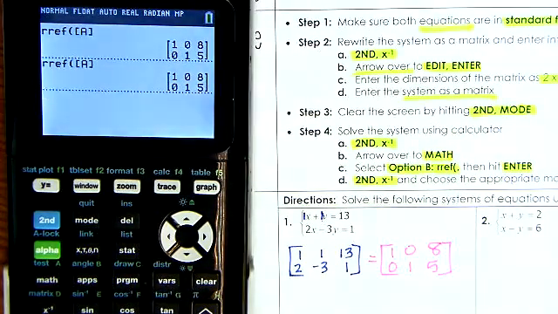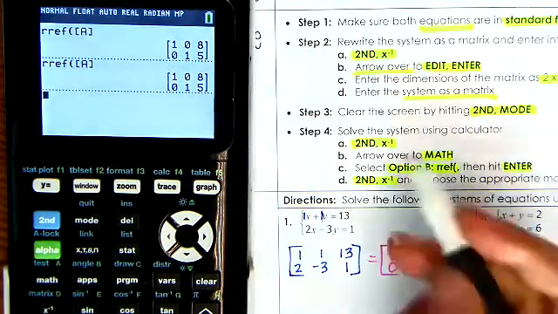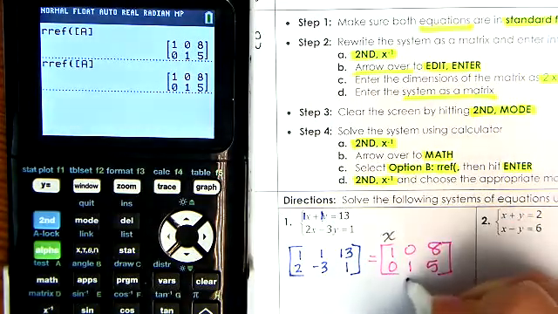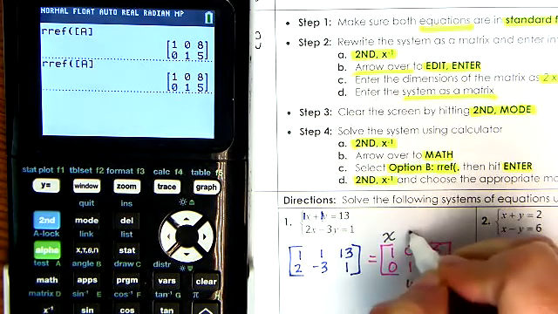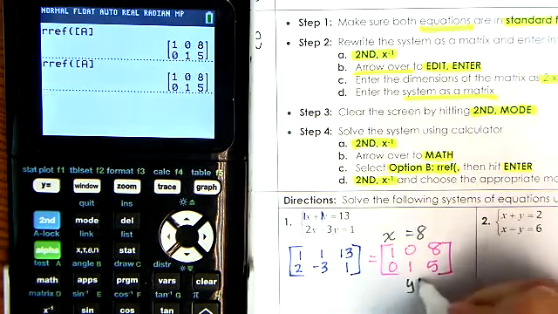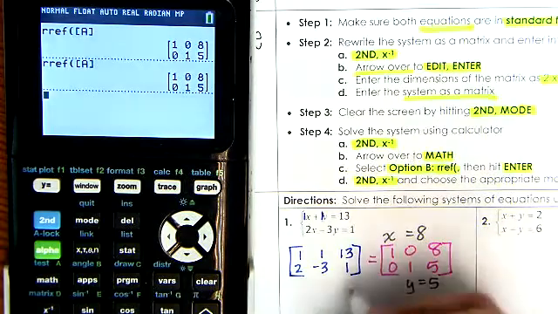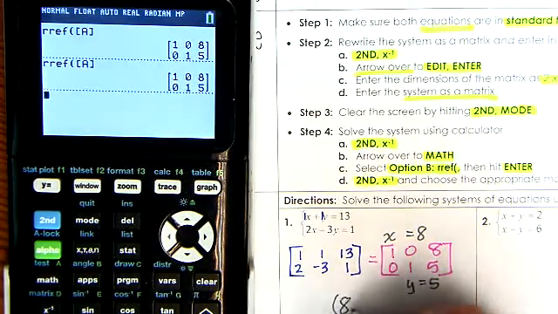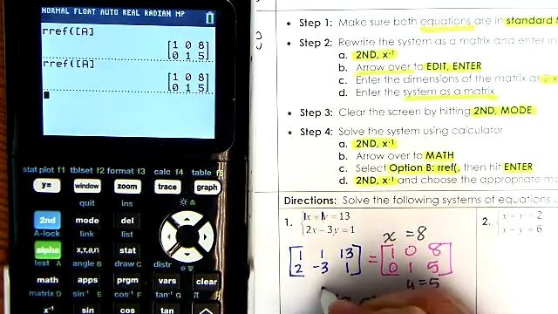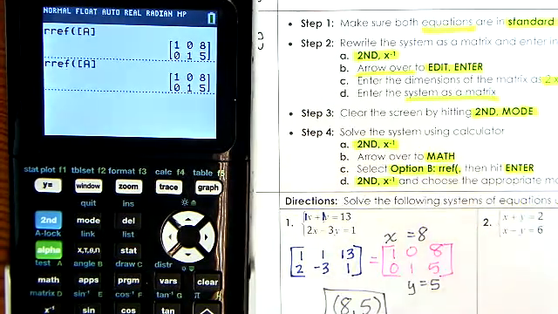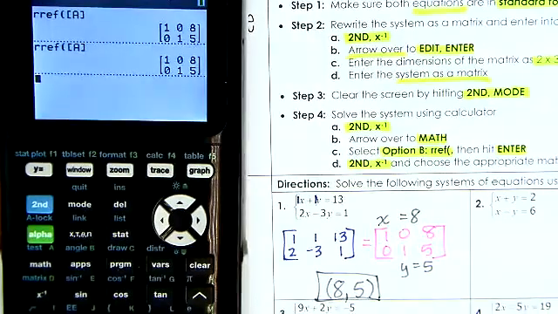Okay. Remember, this is the X spot, this is the Y spot. So this is saying X equals 8, Y equals 5. So therefore my answer is 8, 5. And you can check by plugging it into either one of those equations to make sure that it is correct.